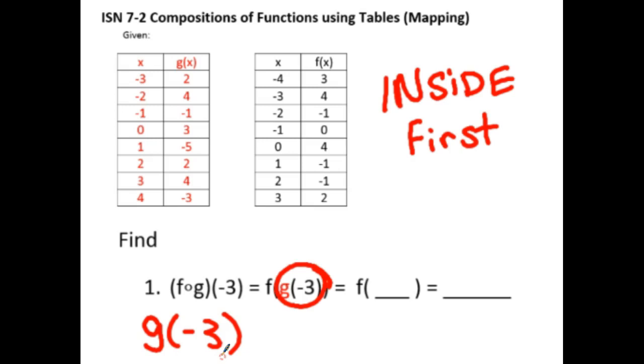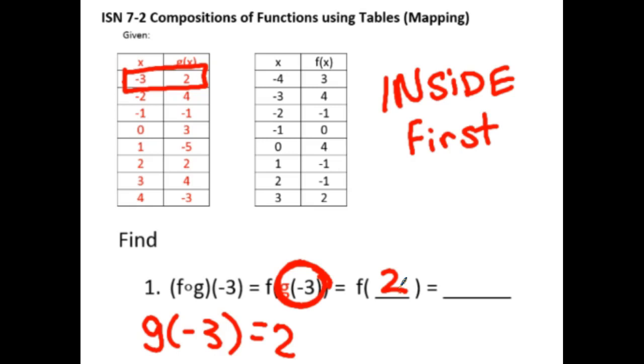G of -3. So G tells me which table to use. First table or second table? First table. -3 tells me where to go in that table. If X is -3, what's the Y? The answer to this part is 2. So then I put the 2 in the outside function.